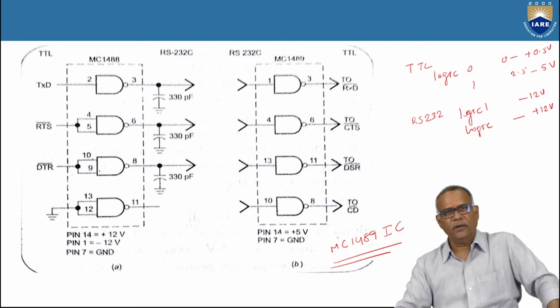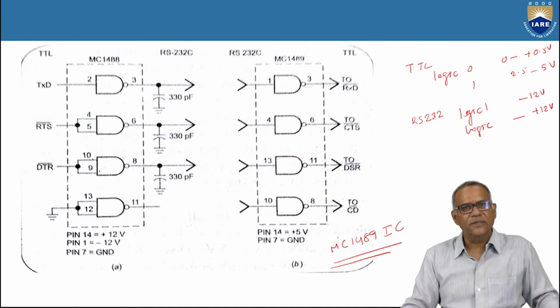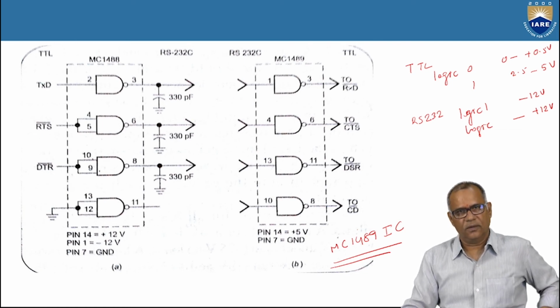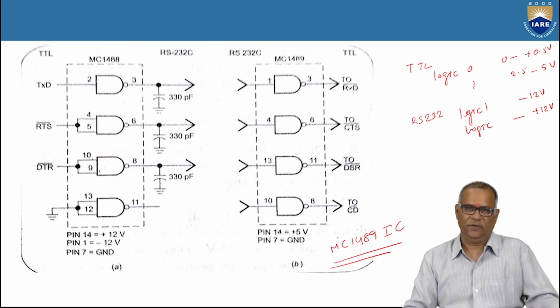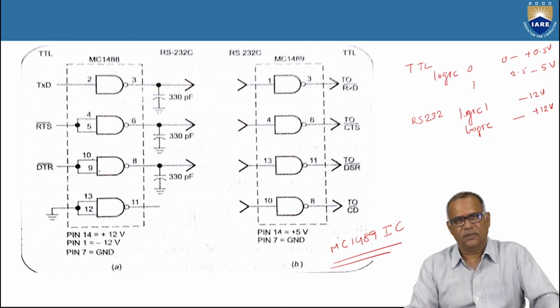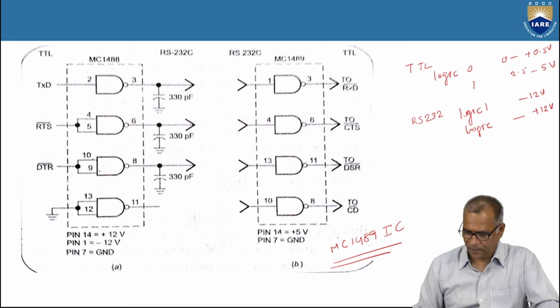In long distance communication, when the signal gets attenuated, there is a chance of losing the logic levels. That is why RS-232 logic levels are used, which have more range. TTL is only 0 and plus 5 volts, but here you have plus 12 and minus 12. So the swing is more, so there is less chance of attenuation, and the drive capability is more. The drive capability is enhanced by RS-232 logic.